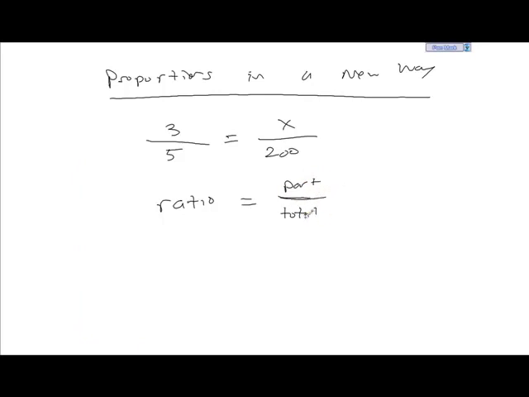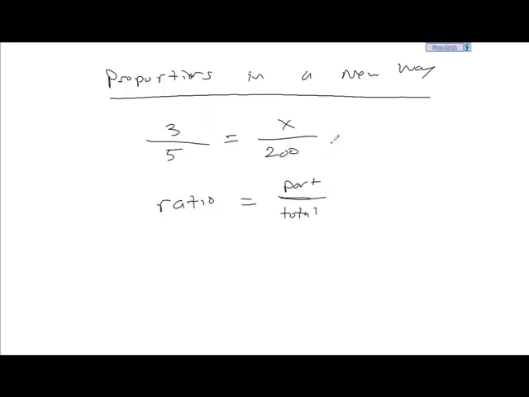The reason I'm using part and total is because total is really talking about a total quantity of something. So we have a ratio. Basically, remember, a ratio can be one of 3 things. It could be a fraction, decimal, or percentage. In this case, it just happens to be a fraction.